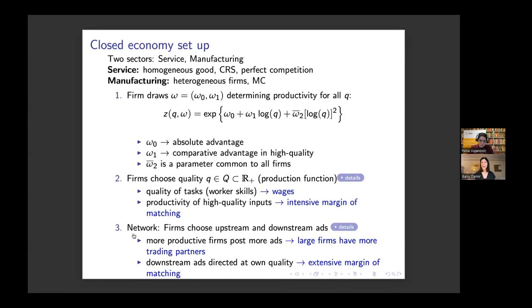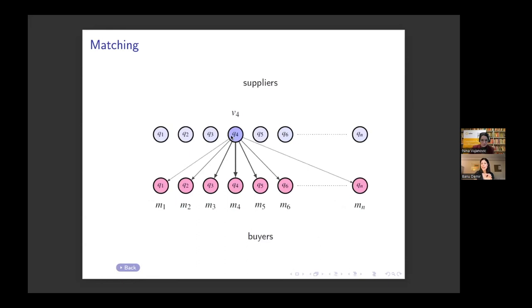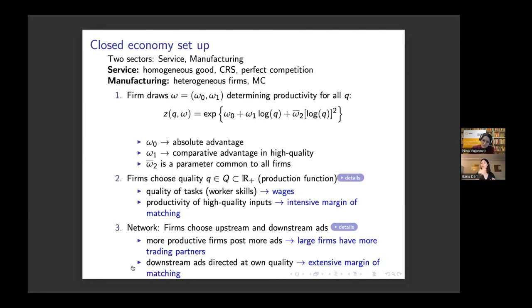The second one is the network, right? Firms endogenously choose how many upstream and downstream ads to post in the market to find buyers and suppliers. The trick is we are allowing firms to direct their search towards different quality segments. So let's say this is a buyer in this particular quality segment. This buyer is posting ads to find buyers in every quality segment here, but the thickness of these arrows simply tells us the fraction of ads posted in different quality segments. So there's a within firm distribution of these ads, and that's going to govern the extensive margin of sorting. And this part, a little spoiler since I don't have much time, is going to govern the intensive margin of sorting.